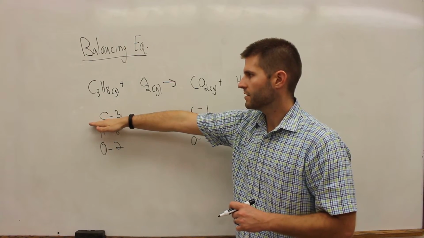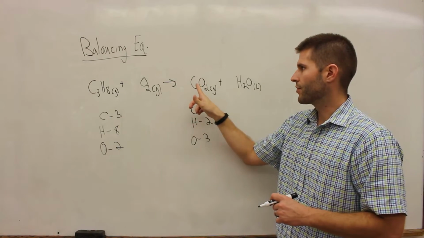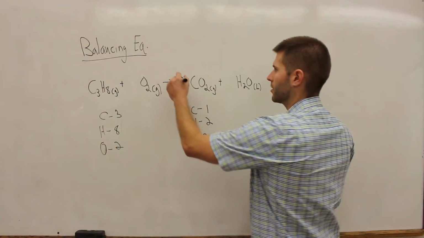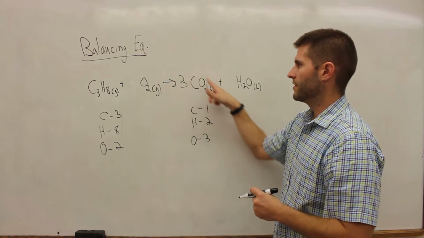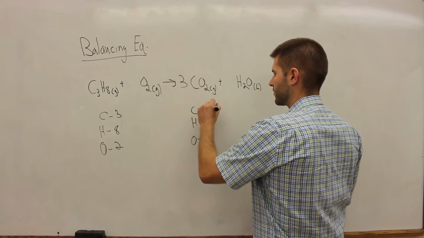We have 3 carbons on the left, we only have 1 carbon on the right. So what that means is I need to put a 3 in front of the carbon dioxide, and that 3 is now our stoichiometric coefficient. So we have a 3. This 3 is now multiplied to everything inside of that molecule. 3 times 1 becomes 3.